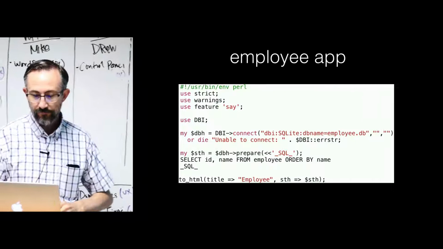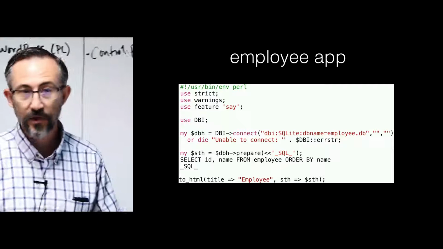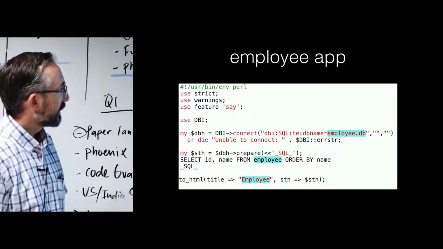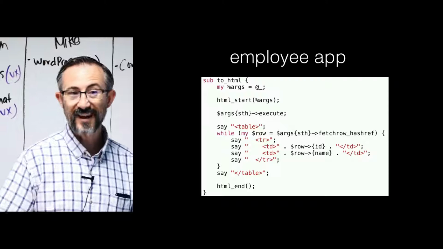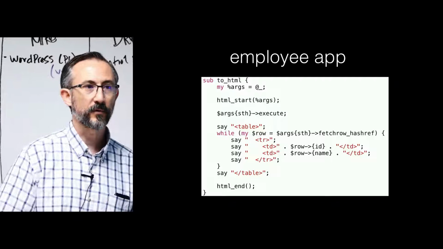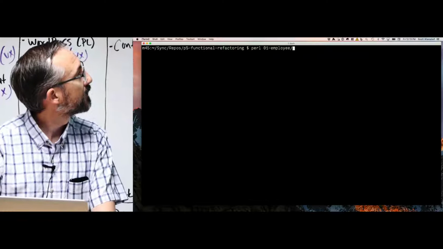Okay. So we also have an employee application that works basically the same. The only difference between the employee application and the customer application are these three strings here. Instead of connecting to the customer database, we're going to connect to the employee database and so forth, and we're going to change the title of the HTML page. The toHTML method is identical to the other one because we used CP inheritance. Anyone know CP inheritance? Copy-paste. Garth gets it. Copy-paste inheritance. So let's run this. Perl 01 employee. And there's the employees. They're all named Scott, apparently.